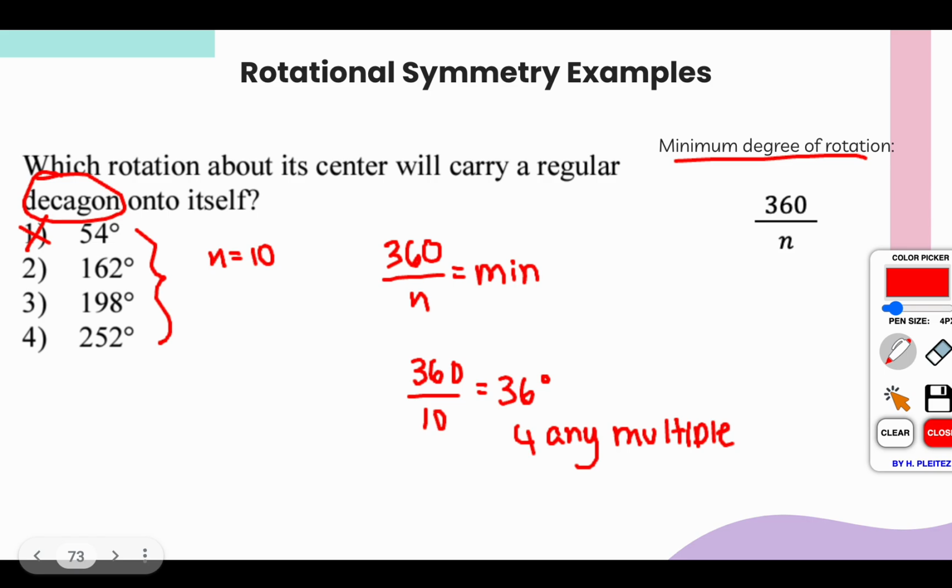If we do 162 divided by 36, we get 4.5. That doesn't work. If you do 198 divided by 36, you get 5.5. That doesn't work. But if we do 252 divided by 36, we get 7. So that's the only one that 36 divides into evenly. So that's the only answer choice that works there.